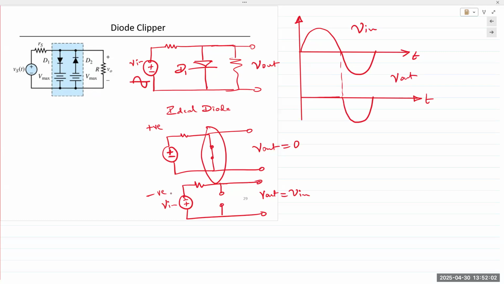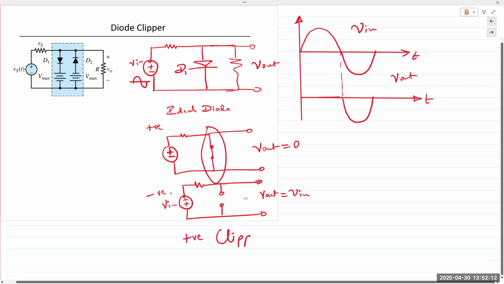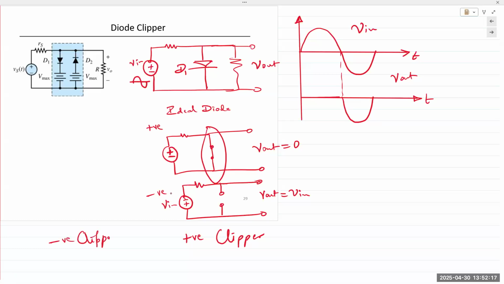Same thing happens when you have the diode in the opposite direction. So this would be a positive clipper because it's clipping the positive half cycle. And this would be a negative clipper, which is when we have the diode connected the other way. And again, you can perform a self-analysis on this for practice. Just draw the two diagrams and you're able to see it clips off the negative half cycle. Okay.